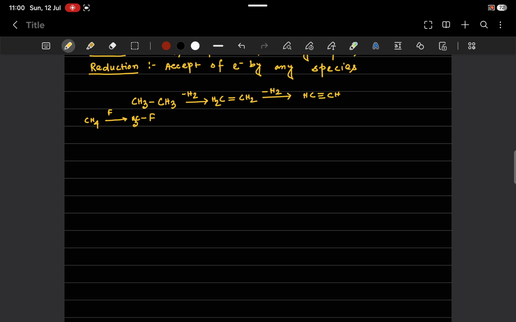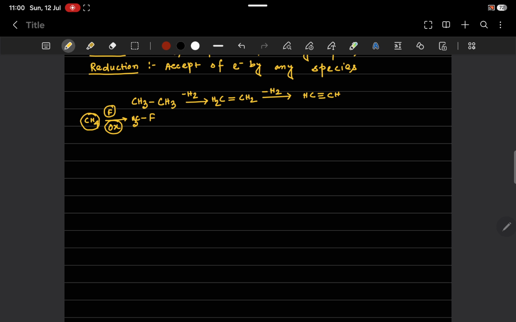So you will find that in place of a hydrogen atom, let's say in the case of methane, I have already shown you that in place of one hydrogen atom, fluorine is coming. So this is basically an oxidation process.